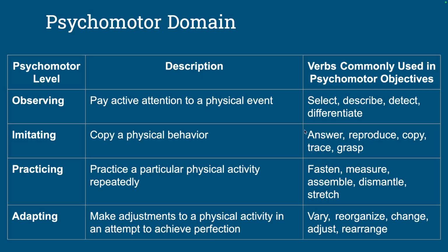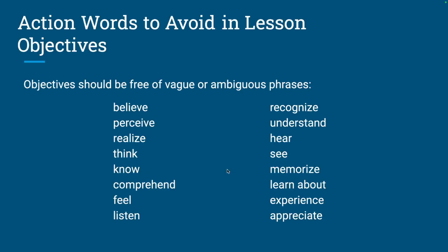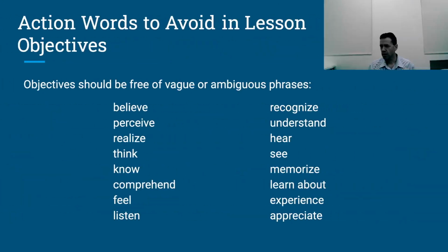And then we've also got the psychomotor domain. So observing, imitating, practicing. So for example, if you're teaching PE and you want to write these kind of objectives, you've got all kinds of different ones you can do: observe, imitate, practice, adapt. Okay, so last one is some action words to avoid in your lesson objectives.